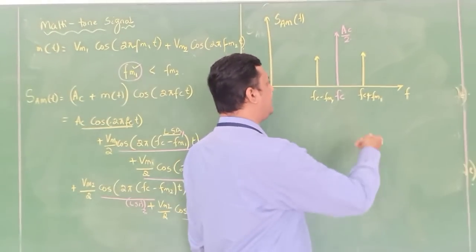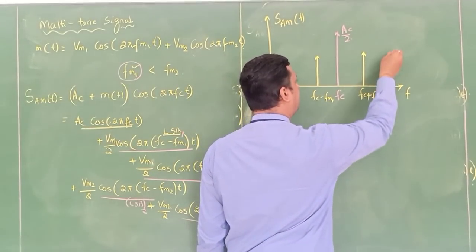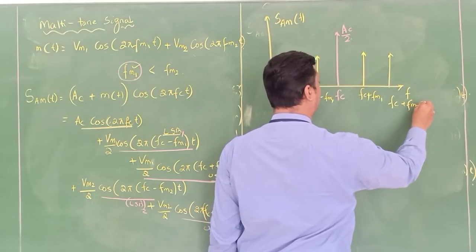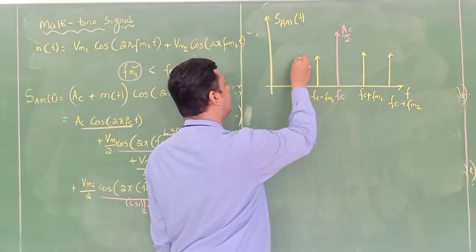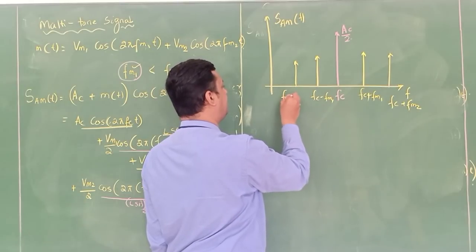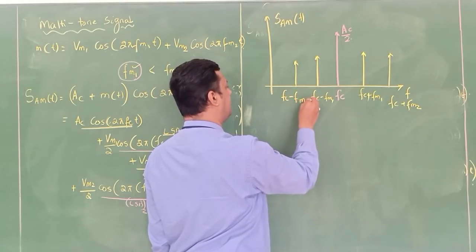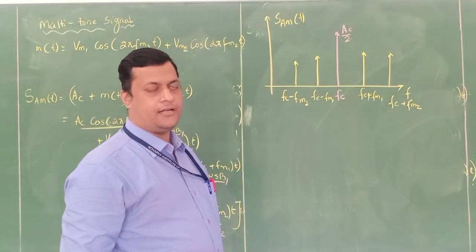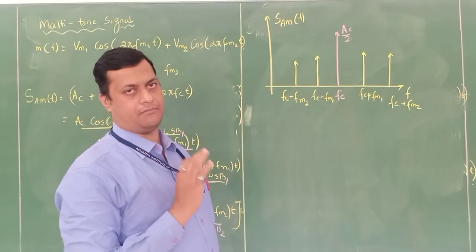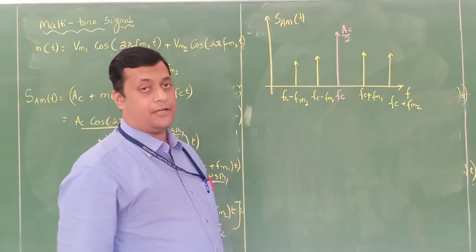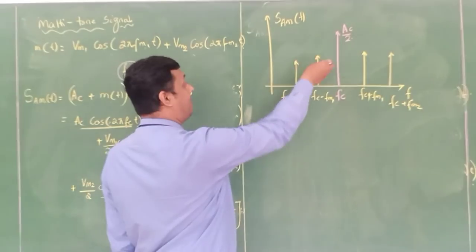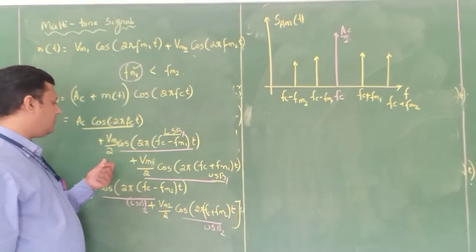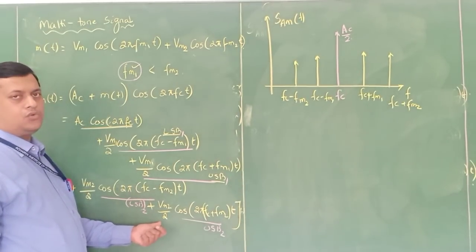Okay. Next, another spectrum is available. What is the spectrum? FC plus FM2 and here one more spectrum, FC minus FM2. So there are two upper sideband spectrums and two lower sideband spectrums available. Okay. And one more important thing, what is the amplitude? Now here you can see it is Vm1 by 2. Here it is Vm2 by 2.